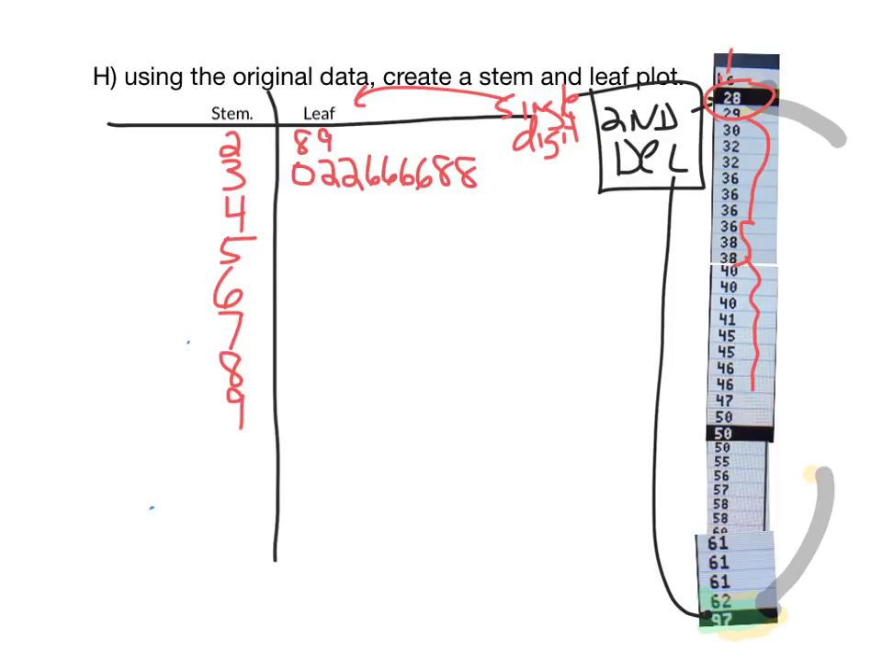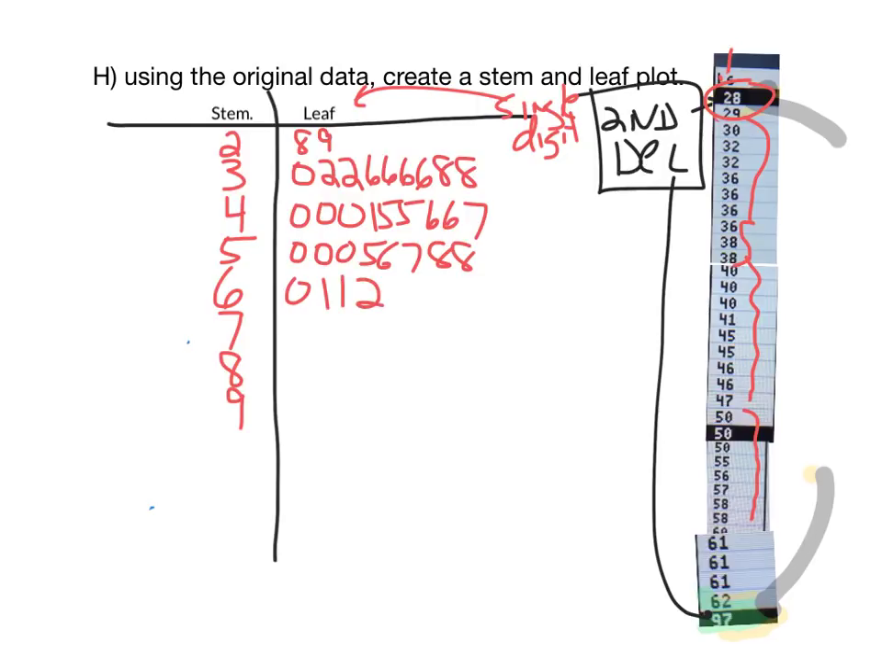For the stem of 4, I have 3 40s, so I need 3 zeros, a 41, 2 45s, 2 46s, and a 47. For the leaves for the stem of 5, I have 3 50s, so I have 3 zeros, a 55, 56, 57, and 2 58s. For 60, I need a 0, 3 1s, and a 2. And then for the stem of 9, I need a leaf of 7. We're not going to write anything next to the 7 or 8. If you put a 0 here, that means that there's a data value that's 70, and that's not true for this question. So you just want to leave those leaves for the stems of 7 and 8 blank.